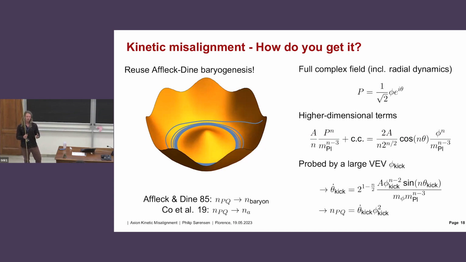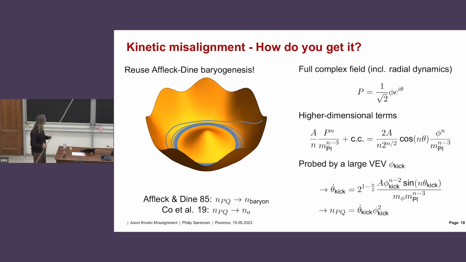So all we have to do to repurpose this for kinetic misalignment is simply keep the conserved charge in the field such that it ends up as an axion number density once the field starts oscillating, instead of being transferred to the baryons. In fact, Co et al. also used this to transfer part of it to baryons to get axiogenesis. But it's really a repurposed baryogenesis model.